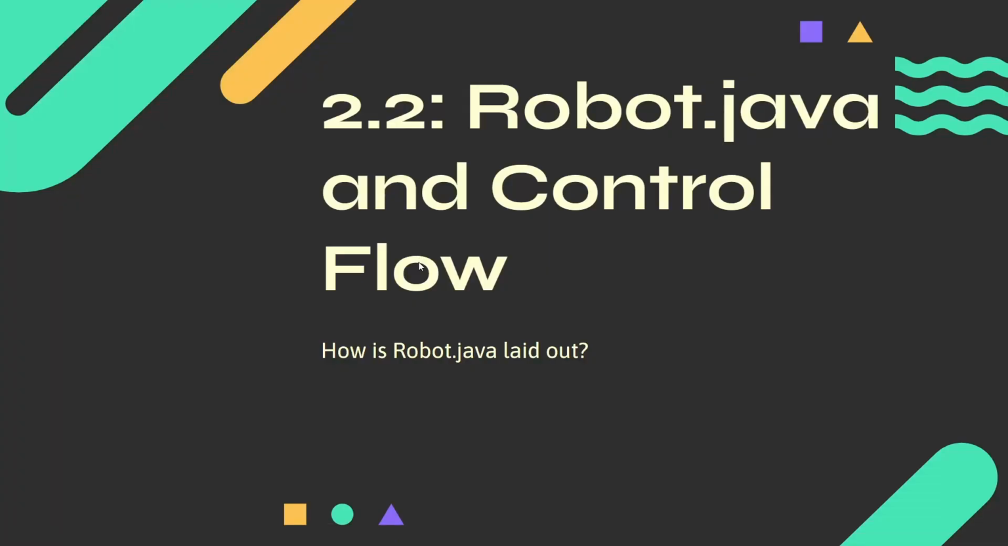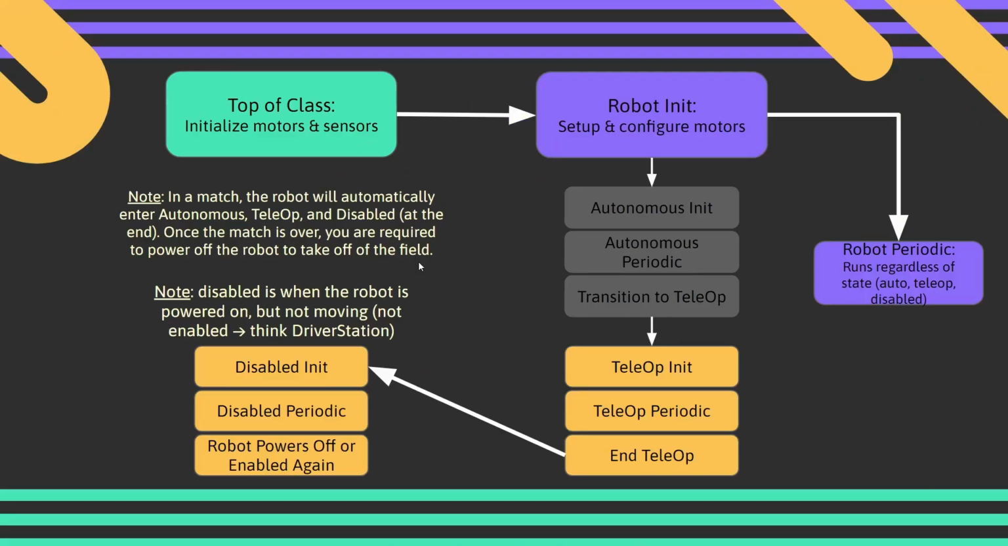Okay, so let's talk about robot.java, because that's really the fundamental file that we're going to be working with for chapter 3, and it's basically going to be one of the most important files you'll ever use when making an FRC project, because this is where you're going to lay out all of your code. So here's this diagram. Now this looks a little bit complicated, but just follow along with me, and I promise you'll understand it. So at the top of the class, it's kind of like any other class where you want to initialize and declare your attributes. In this case, what are the attributes that we care about? It's going to be the motors and the sensors. So at the top of the class, you're going to initialize all of your motors and sensors.